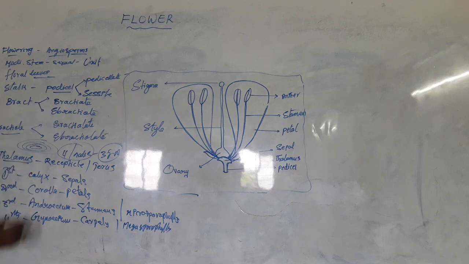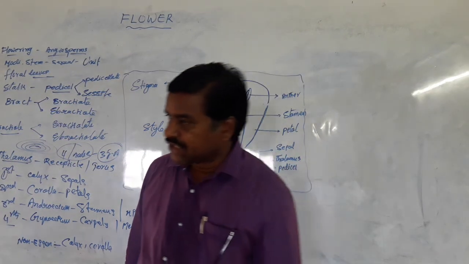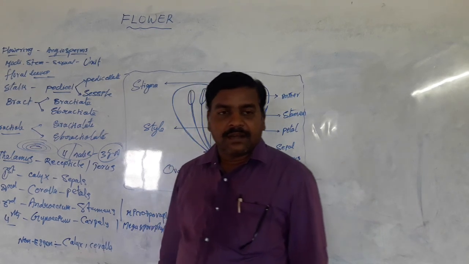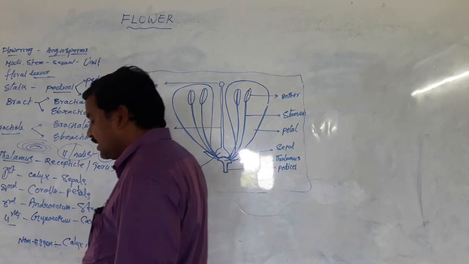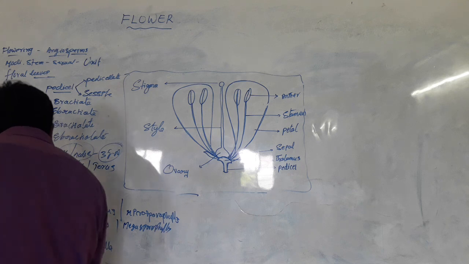The total 4 circles of the thalamus are divided into 2 categories. One is non-essential organs of a flower. The first 2 circles, calyx and corolla, constitute the non-essential organs. Why are they called non-essential organs? One participates in protection, that is calyx. The second is responsible for attraction of insects for cross-pollination. Both calyx and corolla participate only indirectly in sexual reproduction, so they are called non-essential organs and also accessory organs of a flower.